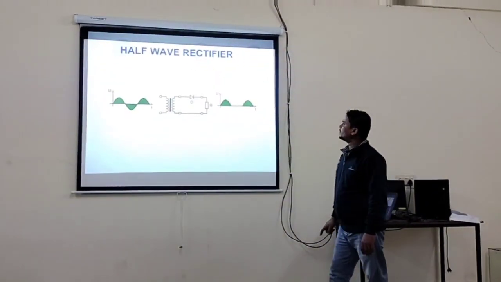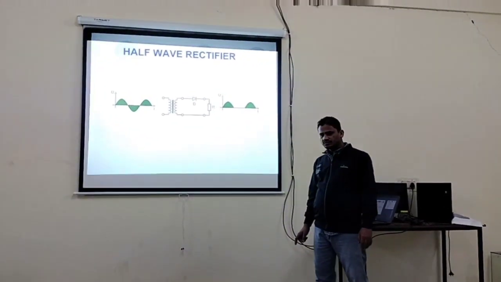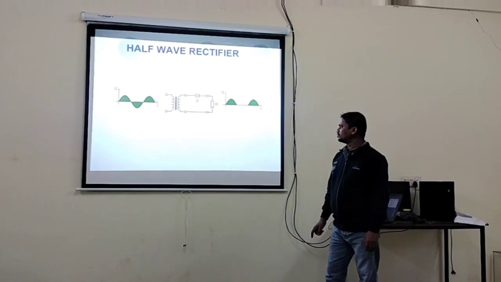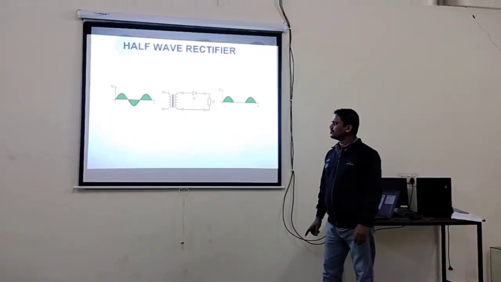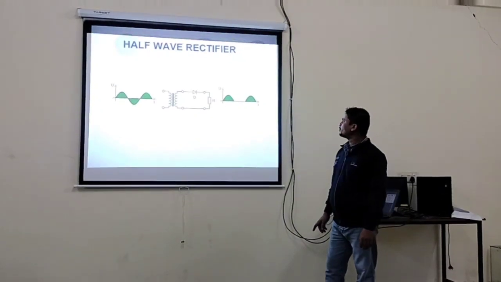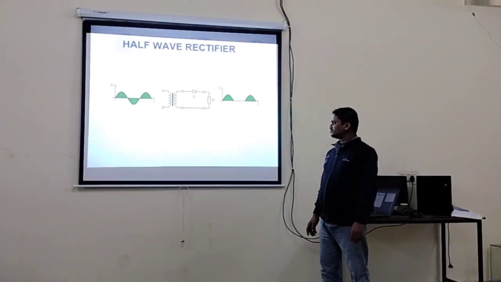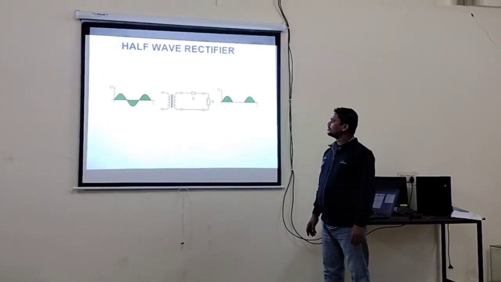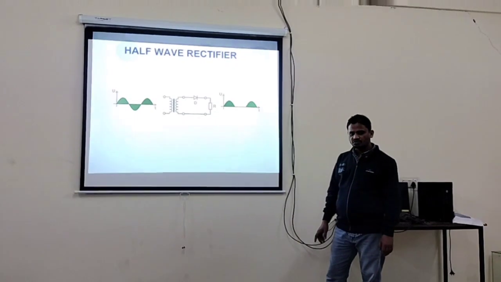This is the diagram of half wave rectifier. Only a single PN junction diode is used. Input signal is your AC input signal, and output is the output signal. In half wave rectifier, the input is your sinusoidal wave. First positive half cycle is given to the circuit.